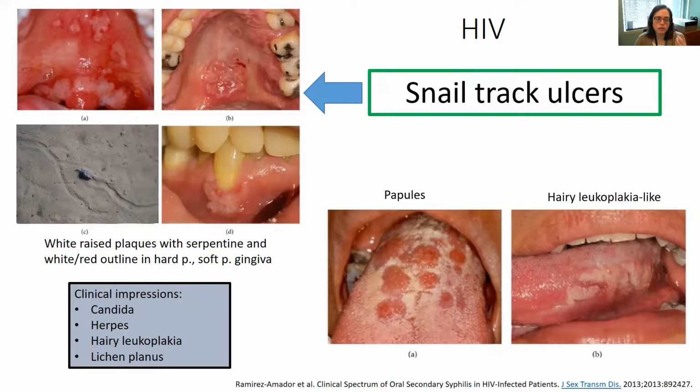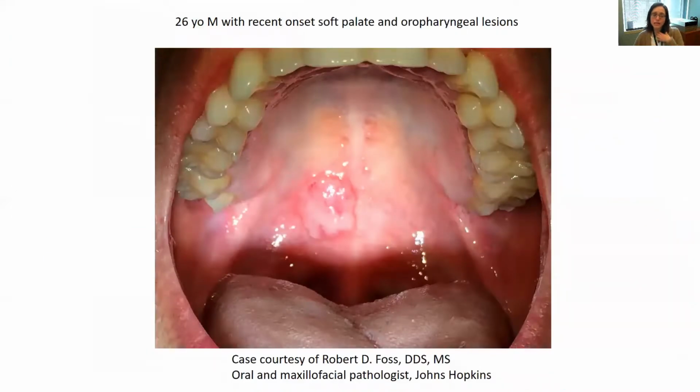And in many of these cases, the possibility of STI is not initially thought about, and instead clinicians go down the differential diagnosis of candida, herpes, and other diagnostic possibilities. And this is a case from Hopkins provided by my colleague, Dr. Foss, who is an oral and maxillofacial pathologist, showing a very nice example of that snail track ulcer, as you can see here, that spans from the hard palate into the soft palate, being white in the center and having this very irregular serpentine erythematous border.